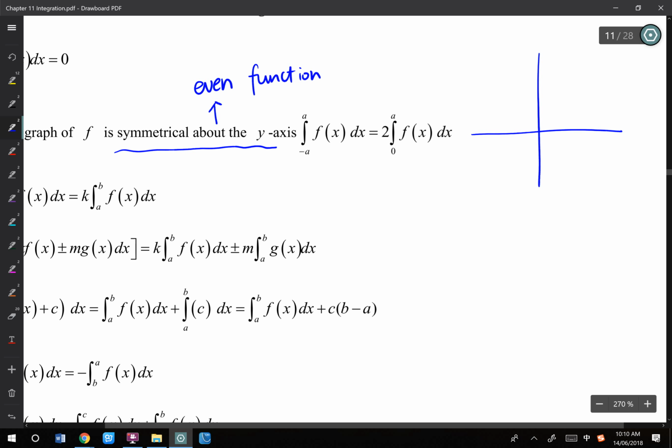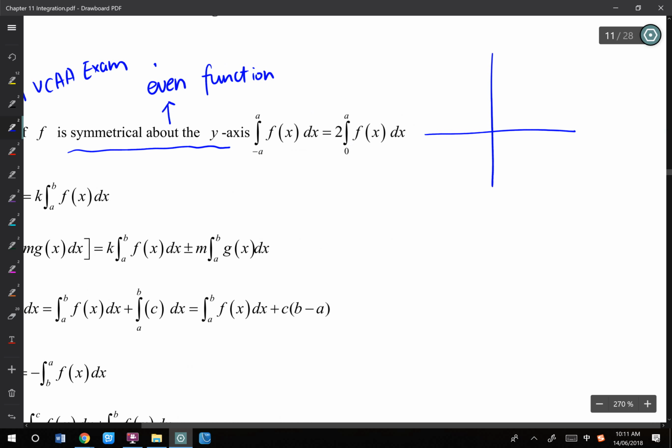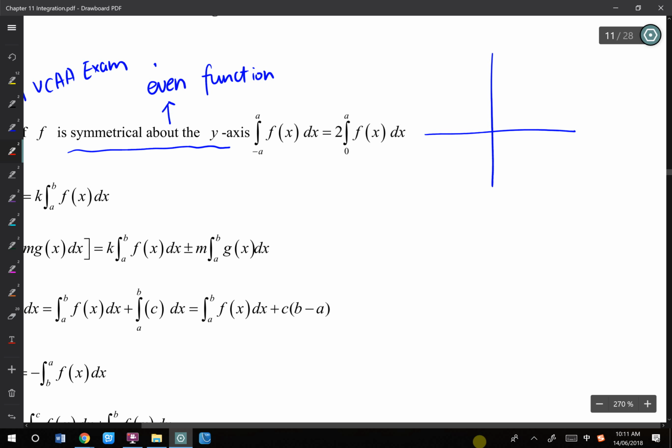Okay, last year's VCAA exam, 2017 VCAA exam. I will show you an example tomorrow. I don't have the example. I need to find it online. I don't have time today. I'll show you this example tomorrow. It's a really good question combined with even functions. Last year, a very low percentage of students got that right. So I'll show you that next lesson.